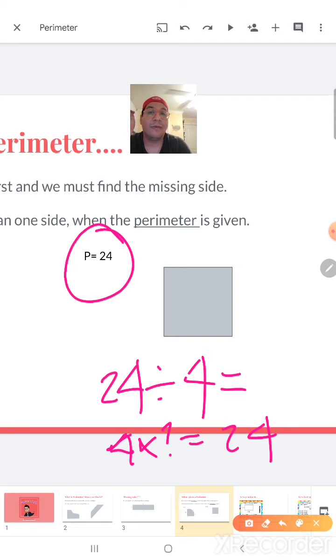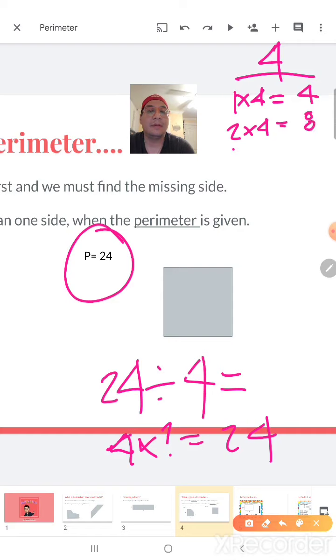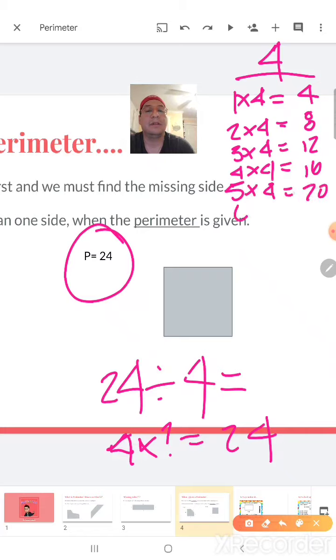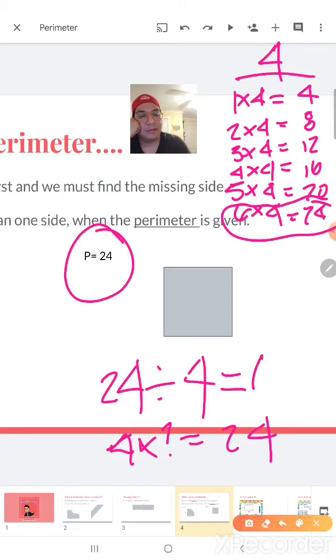Right? I'll count by 4s. We just count by 4s up here. 1 times 4, 4. 2 times 4, 8. 3 times 4, 12. 4 times 4, 16. 5 times 4, 20. 6 times 4, 24. I found it. So which one is it? 24 divided by 4 equals 6.